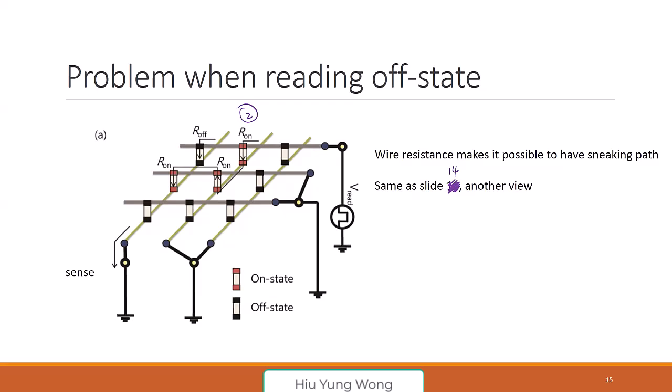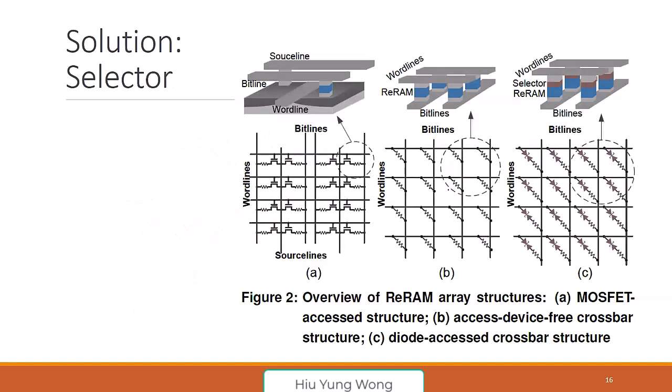Even though we have a very nice writing scheme, we still had some problems, but we solved them a little bit. Now we also have a good reading scheme, but we still have the sneak path. So what is the best solution? The best solution is to put a selector, but that's not good, because if you put a selector, it means you need more area.